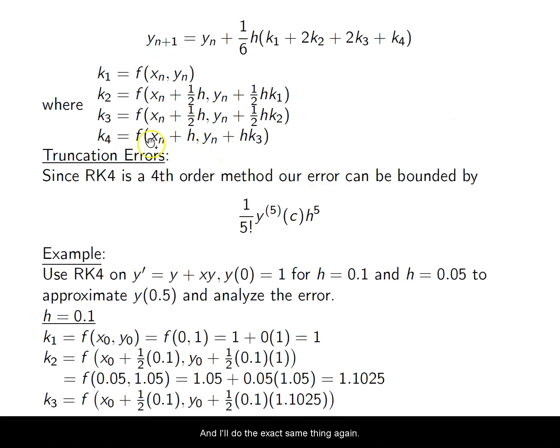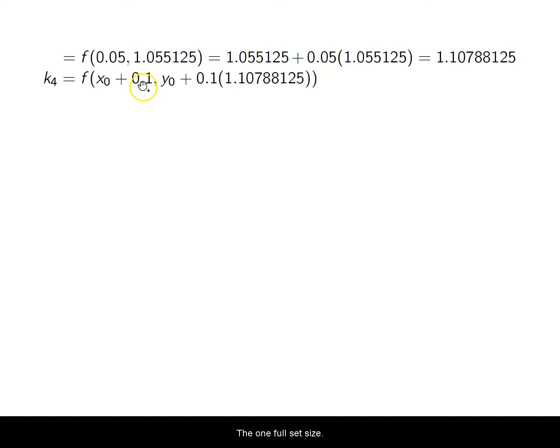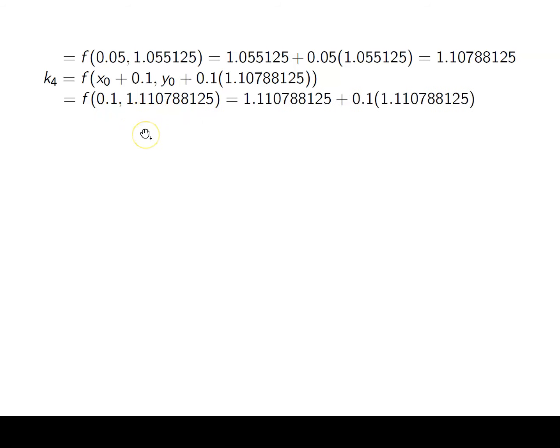And I'll do the exact same thing again here, but instead of half of h, I'll plug in a full step size away, and then I'll have my step size times my K3 output I just got, and add that to 1. Right. So 1 full step size away, my current value plus my step size times my previous output for K3. So plug in 0.1 and have this value.